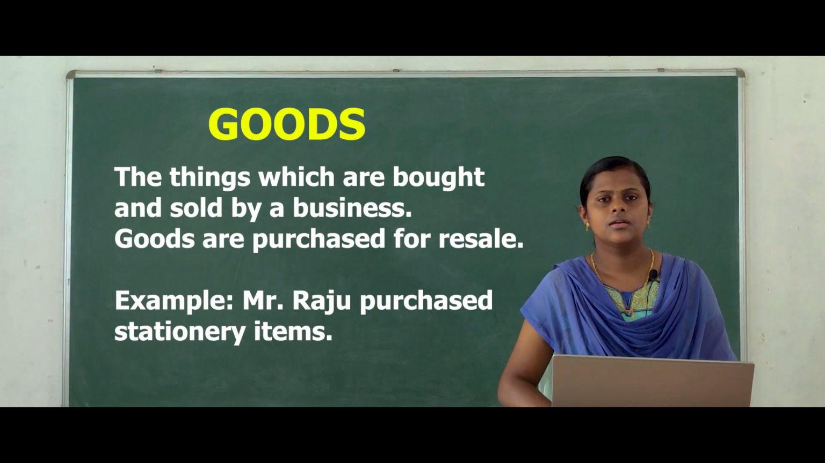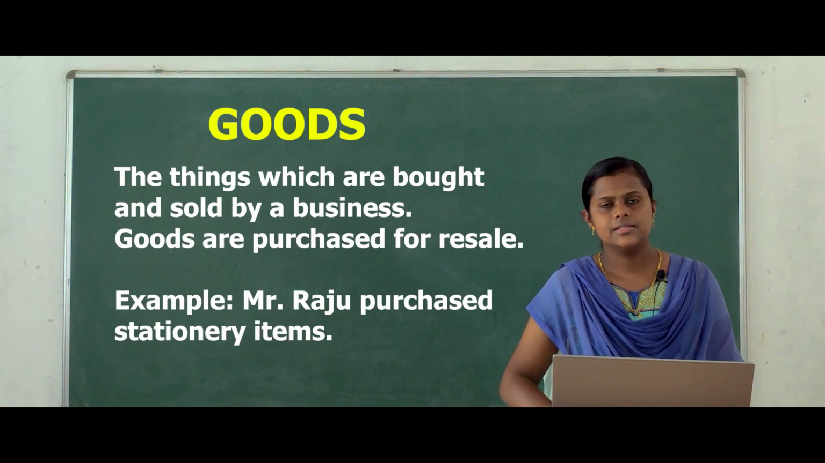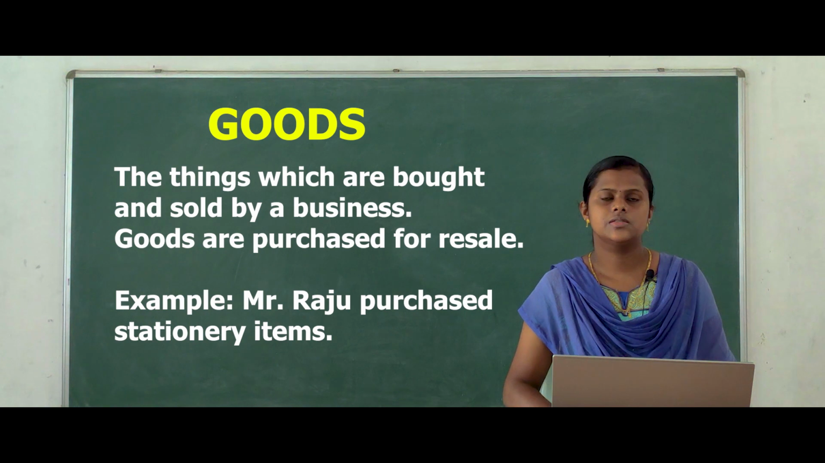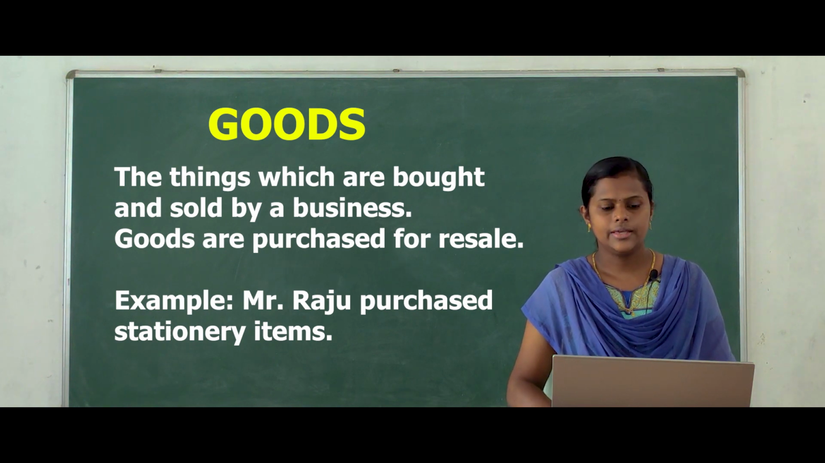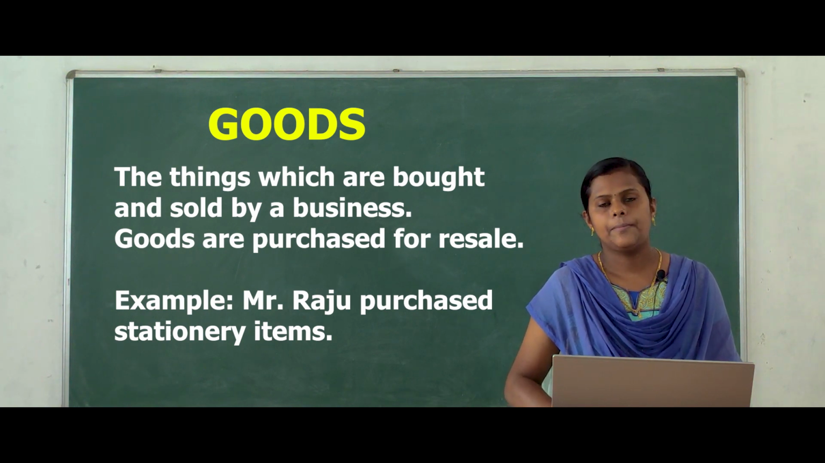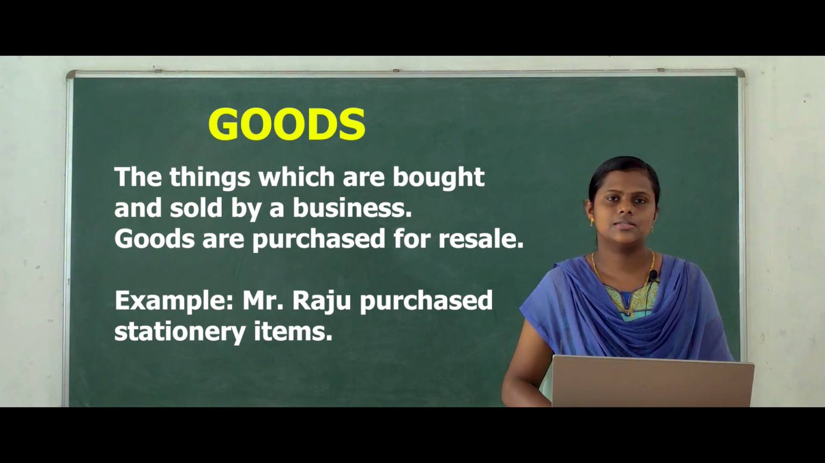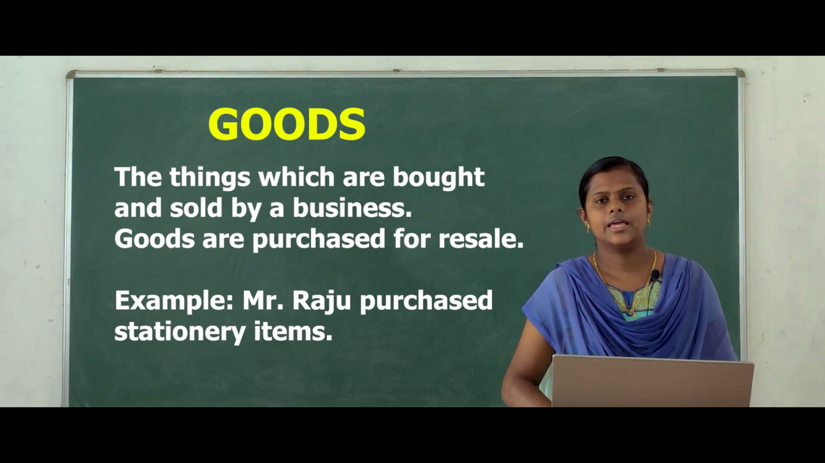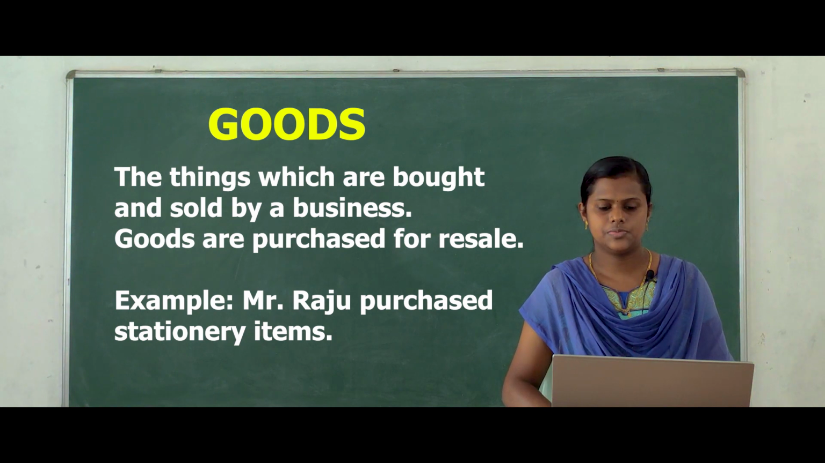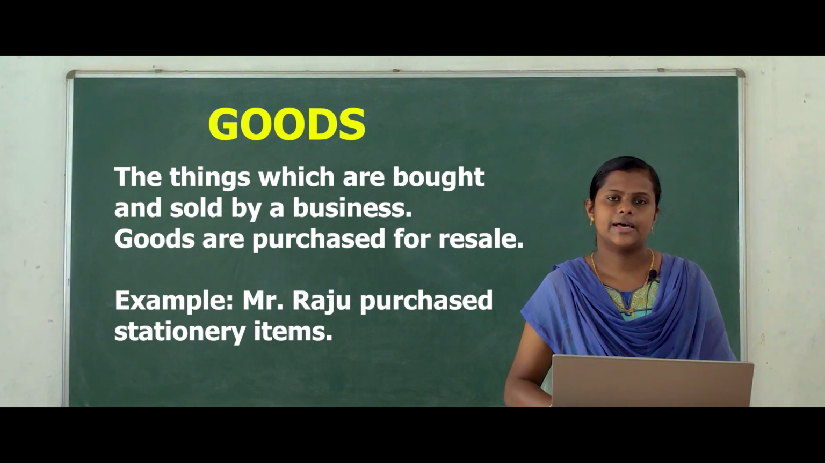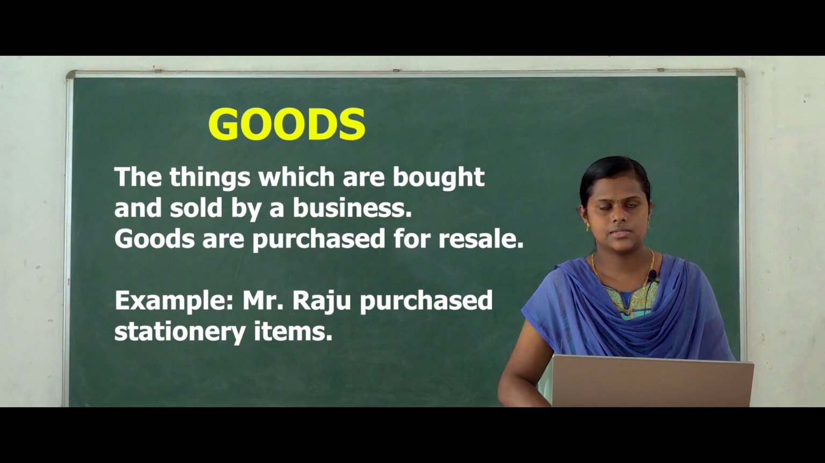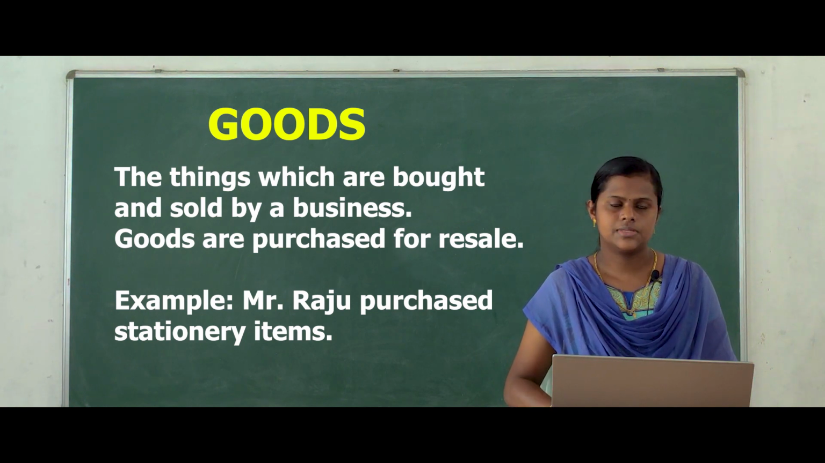Next one, goods. Goods are the things which are purchased and sold by a business. In the case of business, goods are purchased for resale. For example, Mr. Raju purchased stationery items. Stationery items are the goods of a stationery shop, which means the items which are purchased and sold by the business. Here the stationery items are purchased from other business and it is sold to customers.